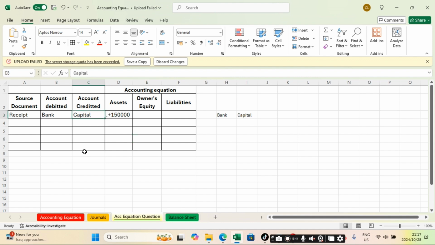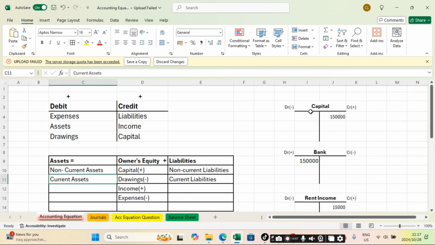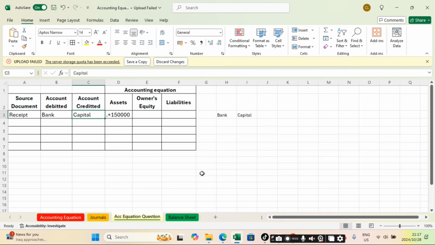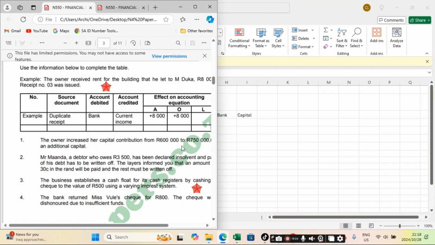Our capital also is being affected. Capital forms part of our owner's equity. How is the capital being affected, positively or negatively? Going back to our capital account, it's being affected positively. So it's also plus 150,000, because the owner is increasing her capital. Will our liabilities be affected? No, so we're going to have a 0 under our liabilities. I hope this makes sense. This is how you deal with the first transaction.